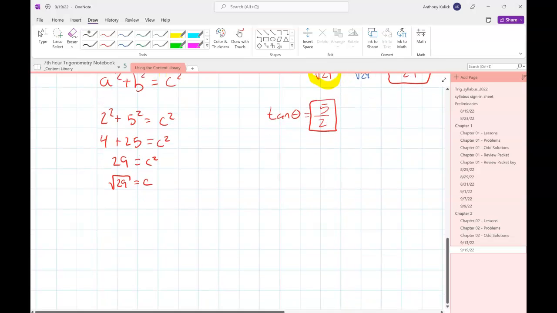Let's look at another example that's marginally more complicated.